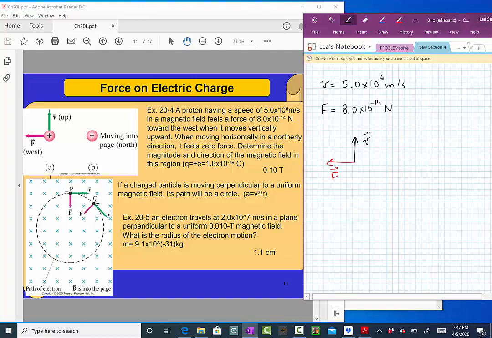Okay. The problem tells us more. It also says that when this charge is moving horizontally in a northerly direction, remember what is north? Into the page. So when the velocity of this particle is into the page, this scenario here, then there is no force. Then in this case here, the force is 0. So why do you think they give us these two pieces of information?